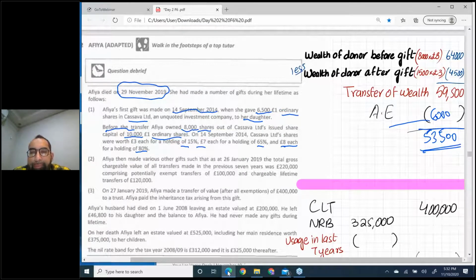Now you may ask, sir, what about the marriage exemption? There is no marriage exemption right now, because nothing is written about marriage or wedding, right?